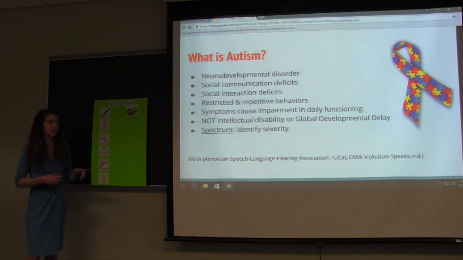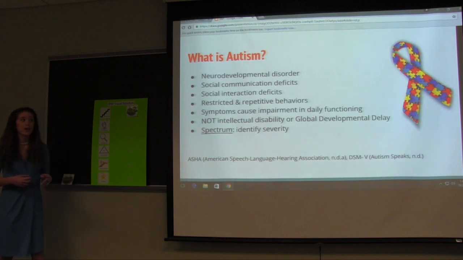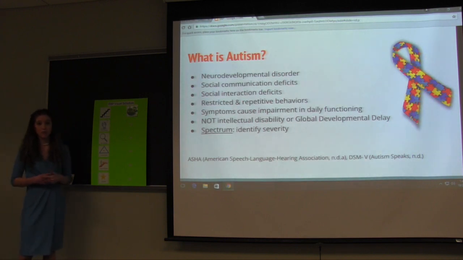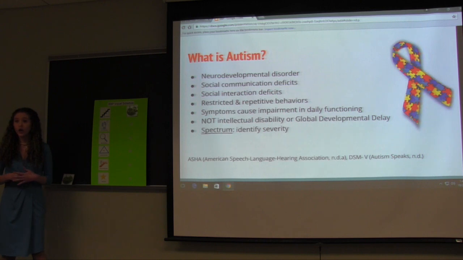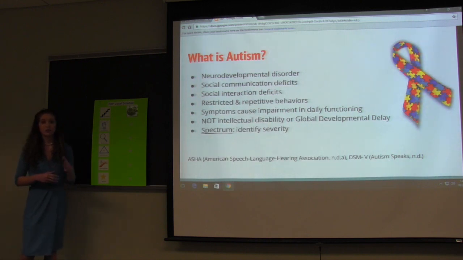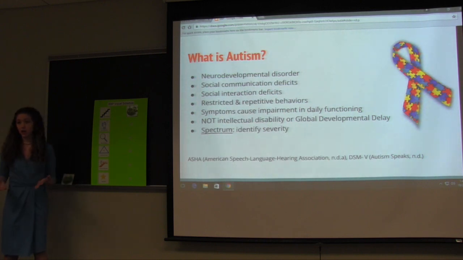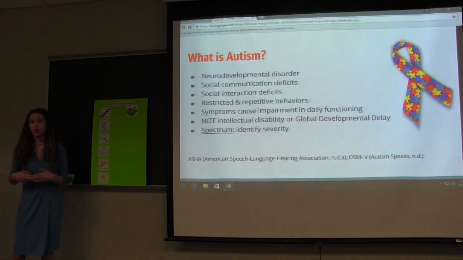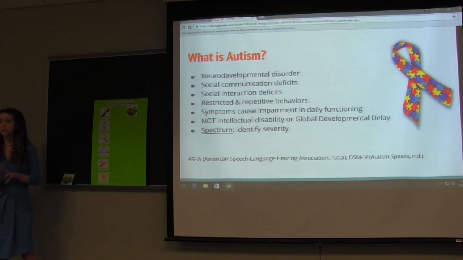Autism within the DSM-5, which just came out a couple years ago, is diagnosed as a spectrum. This is different from the DSM-4, which diagnosed autism into certain groups, such as Asperger's. This term is no longer used in the DSM-5. Within the DSM-5, there are three different levels based on the level of support.